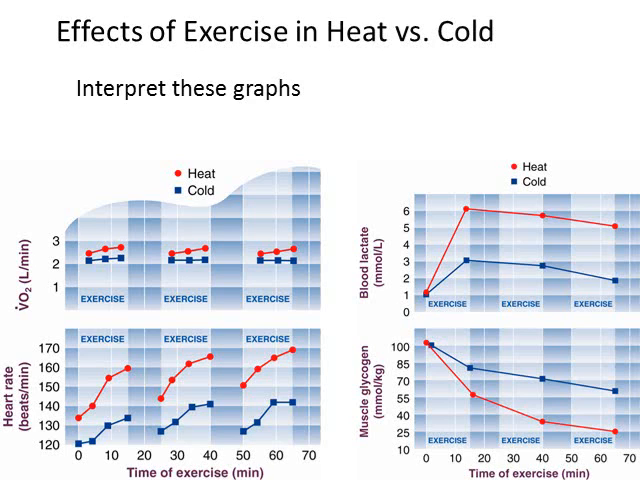So this is just looking at the effects of exercise in the heat versus the cold. And so what we see here in heat versus cold in oxygen uptake, we see greater oxygen need at the same exact intensity of exercise. Greater heart rate, the same exact intensity of exercise, okay? More lactate production at the same exact intensity of exercise, and quicker depletion of muscle glycogen. All of these things are happening due to exercise in the heat versus the cold, okay?